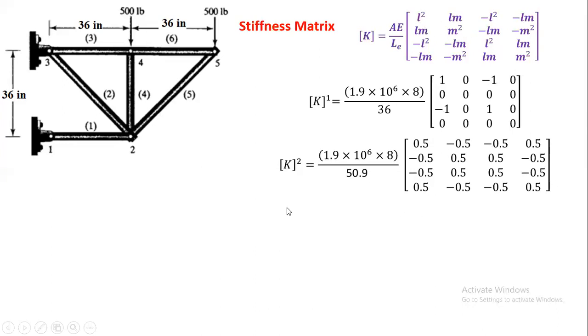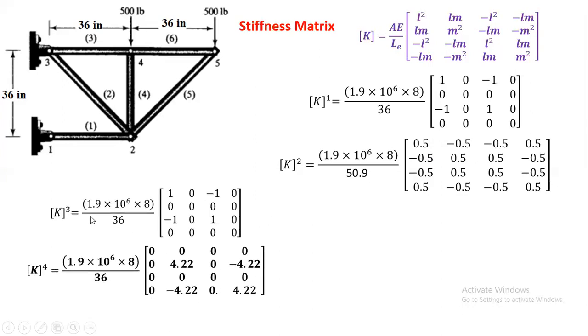Now third element, for third element you can see here third element is again horizontal with angle 0, so these terms are the same. This element and this element, both elements are same, so you will get the stiffness matrix of third element, it is the same as the first element. Okay, 1 0 minus 1 0, 0 0 minus 1 0, 1 0 0 0 0.